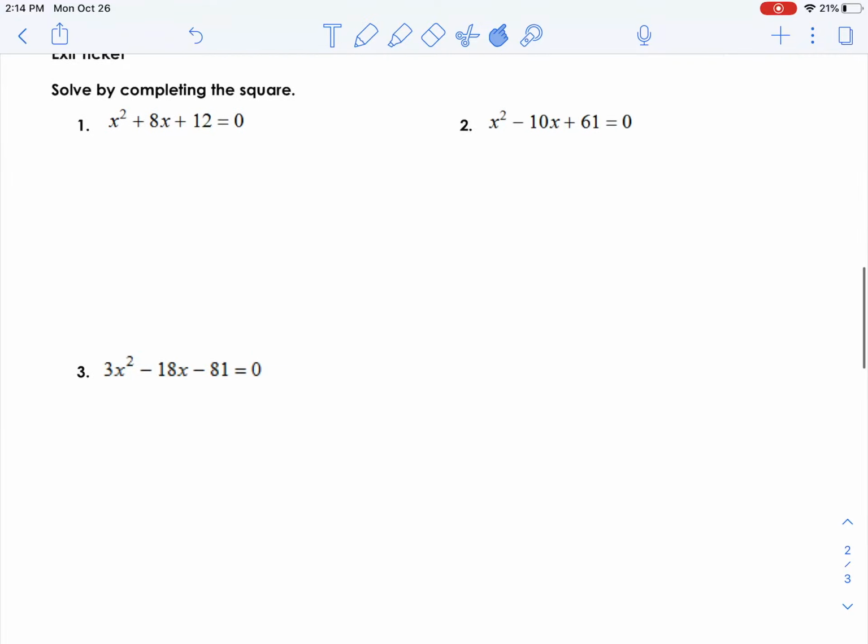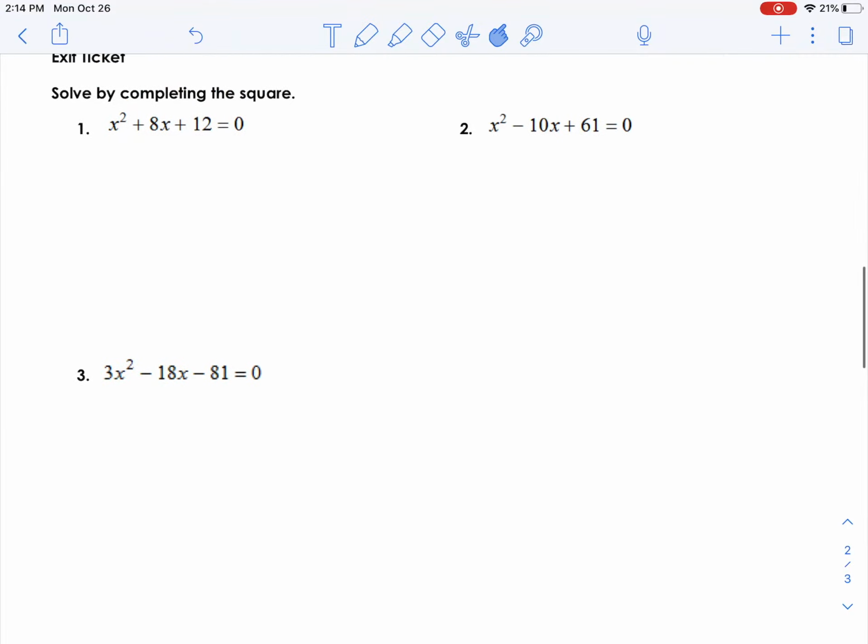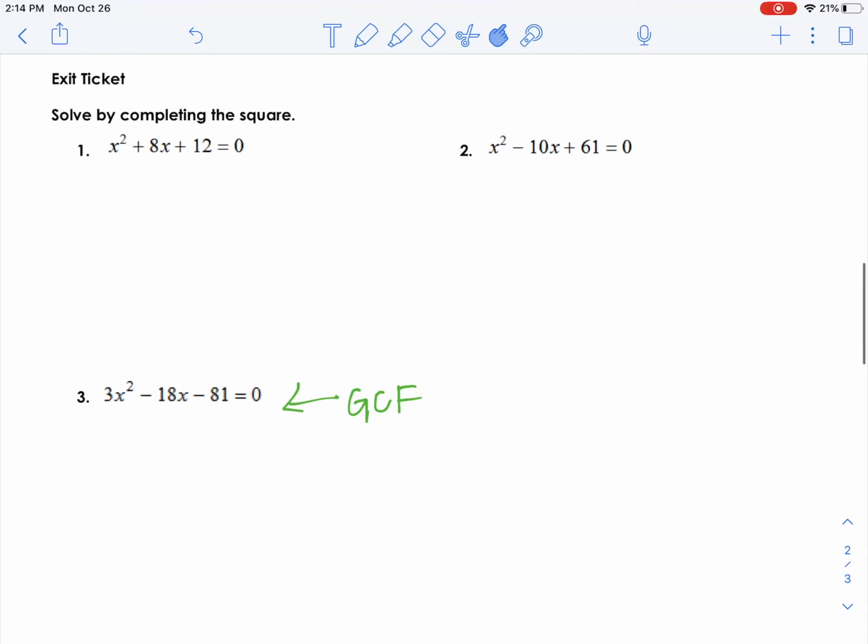See what you can do here. 1, 2, 3. My tip for 3 is to look for that GCF. Follow exactly what I did on the steps. If you need to go back and rewatch some examples, go for it. We'll go over these exit tickets tomorrow when you're in class.